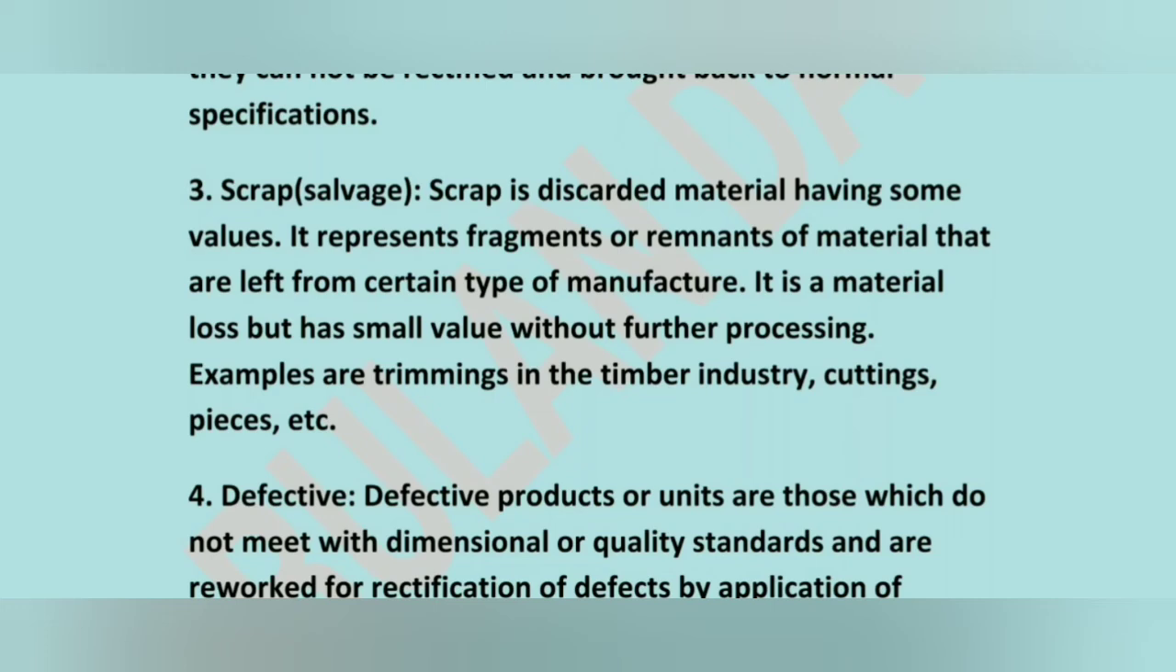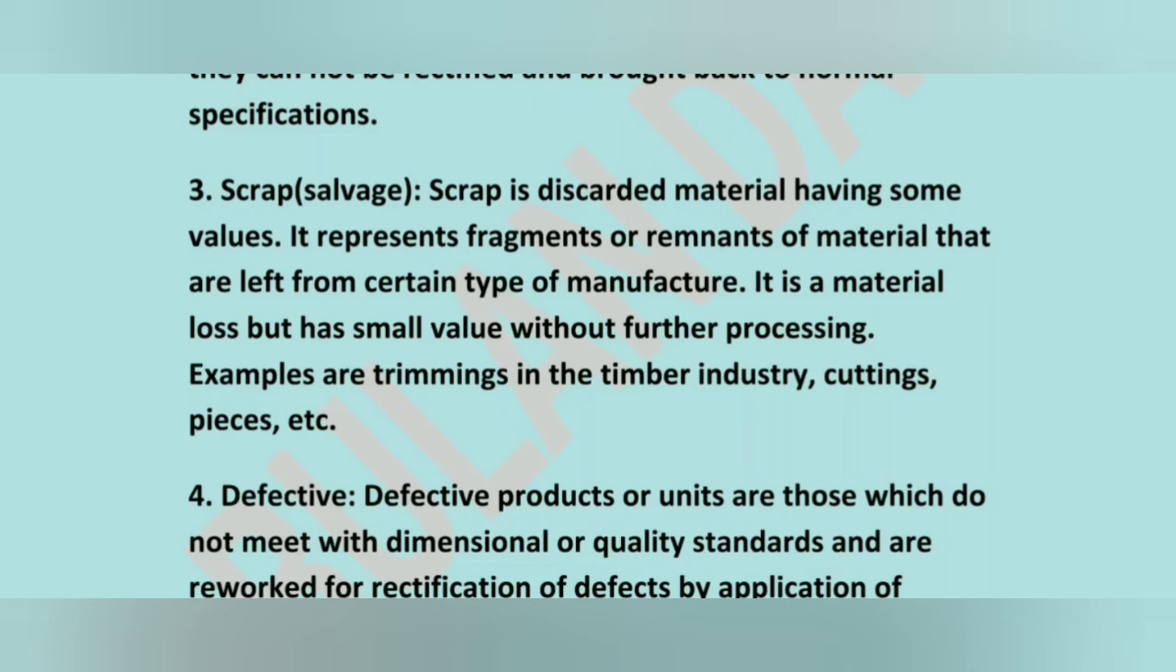That means what? Scrap is the incidental residue of a small amount and low value, recoverable without further processing. Examples are trimmings of garments, cuttings of timber. Okay, these are examples of salvage or scrap. That means material retrieved from spoilage is known as what? Salvage. Got it? So these are the 3 points.